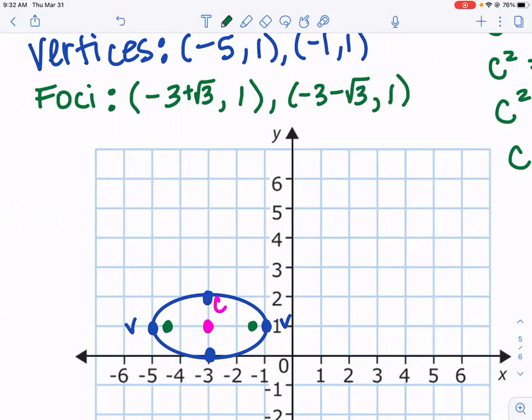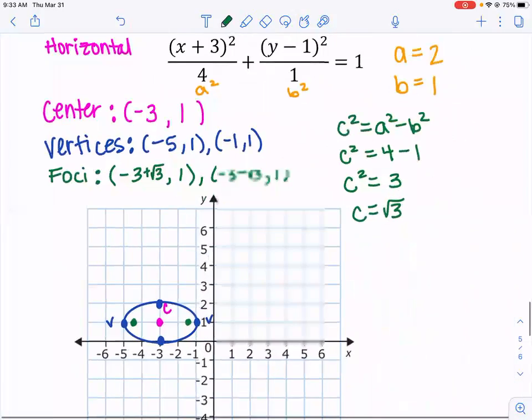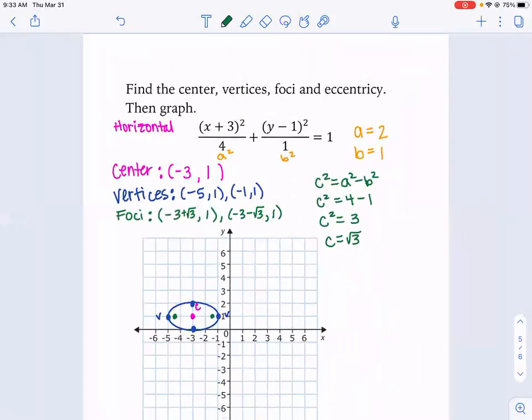I think ellipses are one of the easier of the 3 to graph. Okay. Do you have a question? Nope. Vertices, foci, ooh, and eccentricity. Eccentricity is c over a. We're done. That's it. Now, if this were not simplified, we would have to simplify it, but we're good.